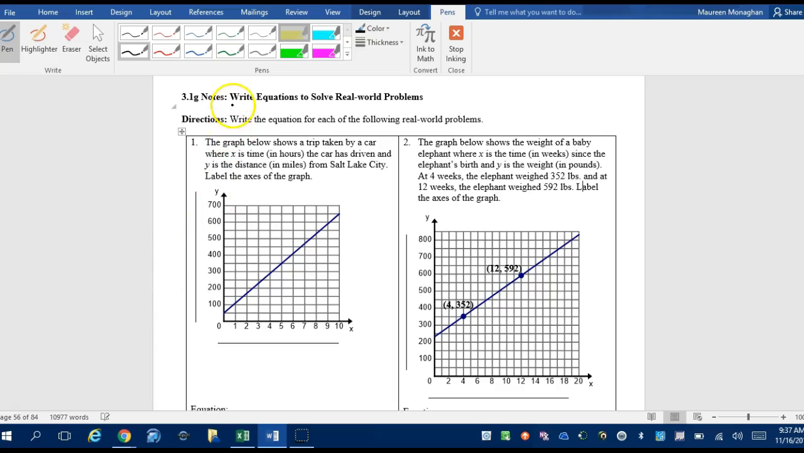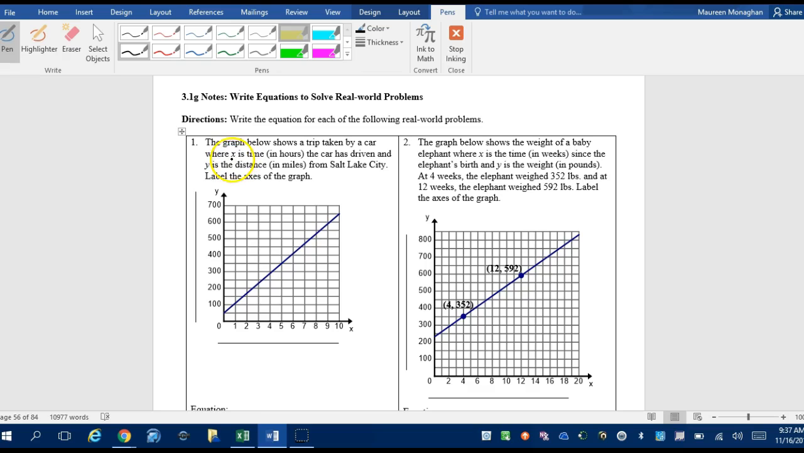The purpose of today's lesson is to write equations to solve real-world problems. The first one is, the graph below shows a trip taken by a car where x is time in hours the car has driven, and y is the distance in miles from Salt Lake City. Label the axis of the graph.